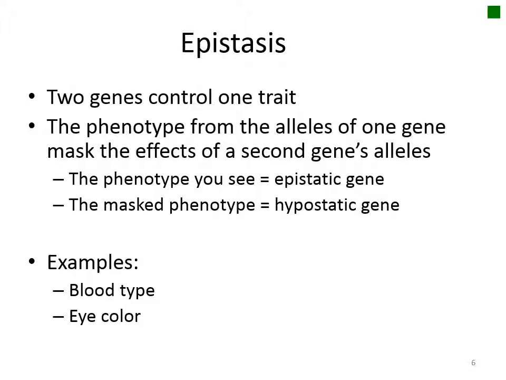Dominant epistasis is when the dominant allele of one gene hides the effect of a second gene, while recessive epistasis is when the recessive alleles of one gene hide the effect of a second gene. We will go over 2 examples of epistasis, blood type and eye color.